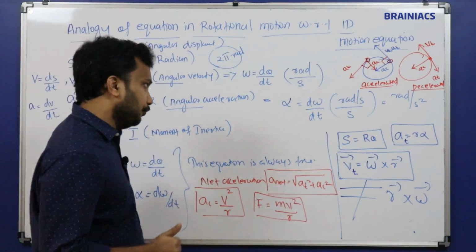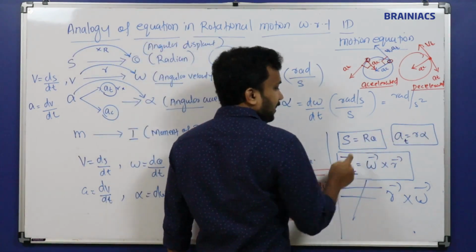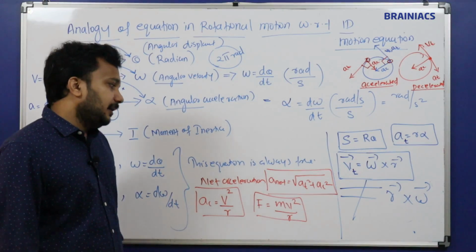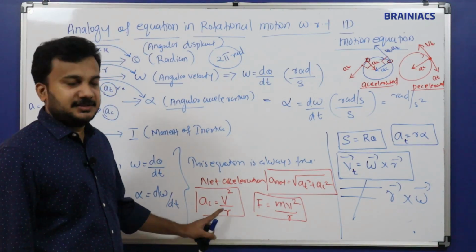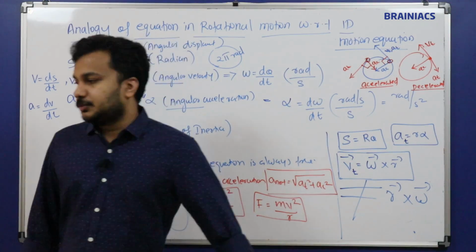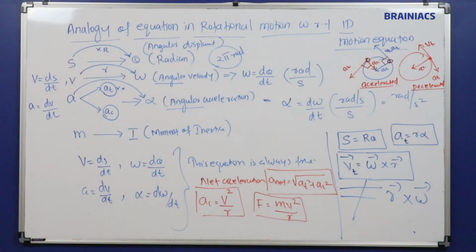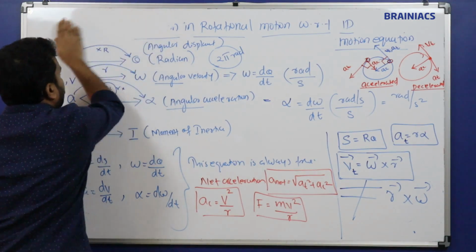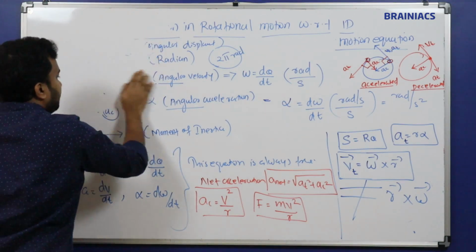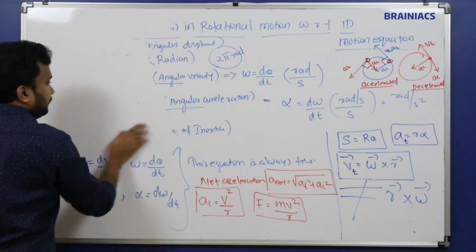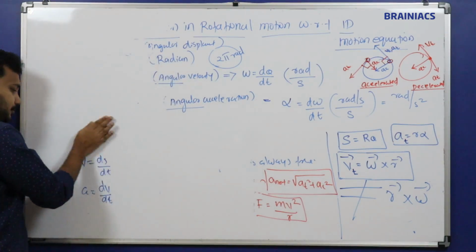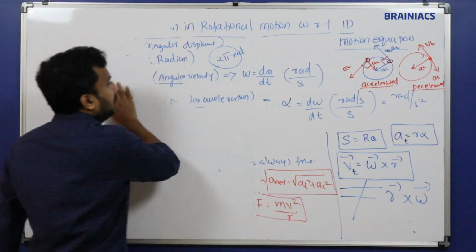Normally we can say acceleration is of two types, at and ac. at is equal to r alpha, vt is equal to omega cross r. And centripetal acceleration ac is equal to v square by r, and force will be equal to m v square divided by r. So let's do some questions over here, then we will move to the next topic after doing some numericals. All these things should be in your notebook, then we will move forward.